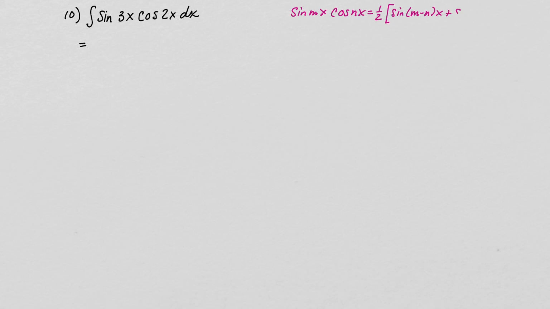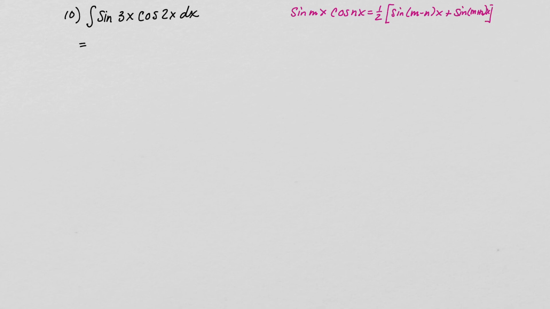Okay, so the last problem on the sheet, number 10, asks for the integral of the sine of 3x cosine of 2x dx. Those angles don't match, so we need to use an identity. I was just going to do it from memory, but I should write it the way that I have it on the sheet. So we're using the identity that the sine of mx cosine of nx is equal to 1/2 times the sine of m minus n x plus the sine of m plus n x.